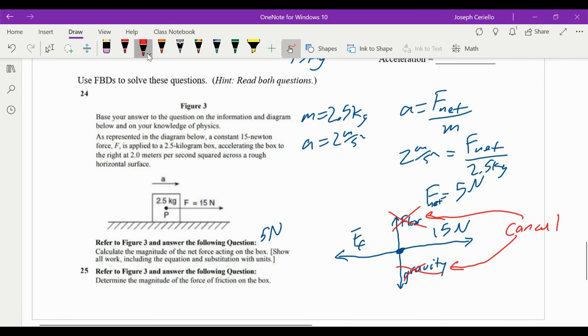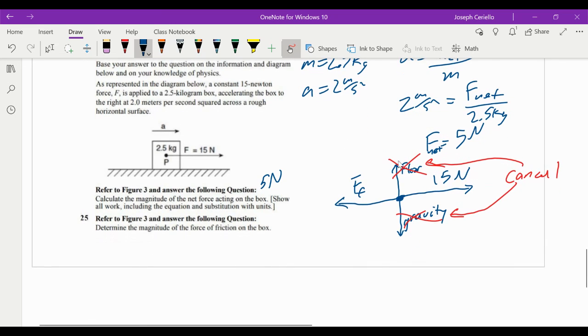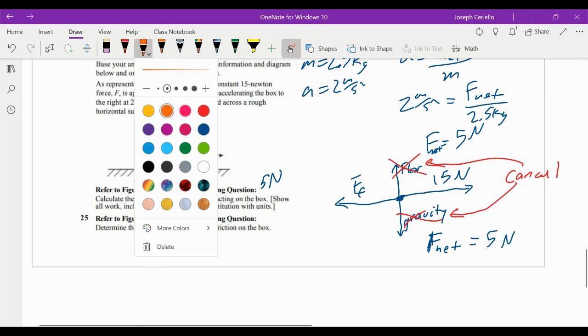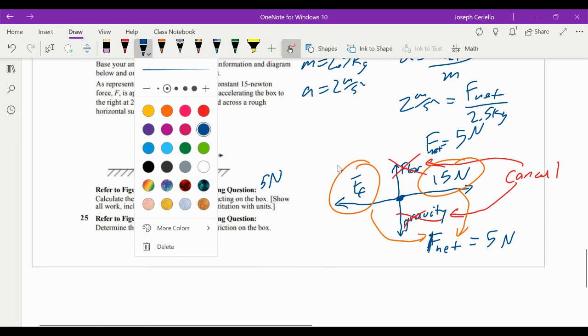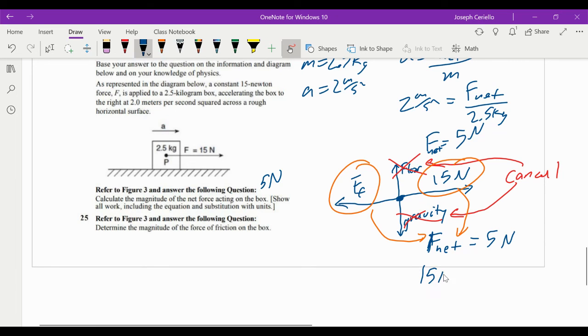Okay. Now, coming back here, we know that these 2 forces together add up to be F net. So I'm not even going to write A equals F net over M. I'm just going to say that F net is equal to 5 because we already found that out. And then I simply want you to take these 2 forces in orange. Take this force, plug it in here, and this force simultaneously plug it in there. And we get 15 newtons plus the force of friction equals 5 newtons.